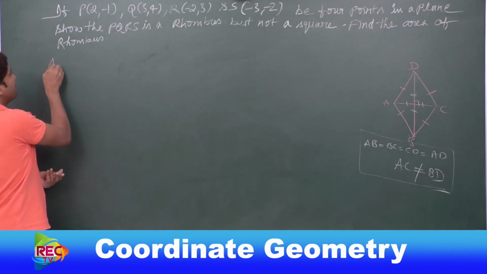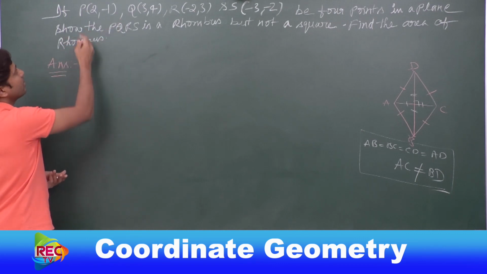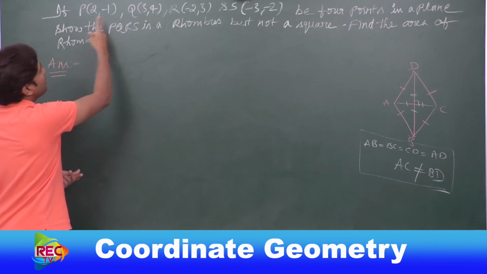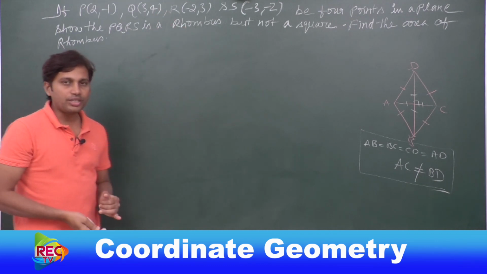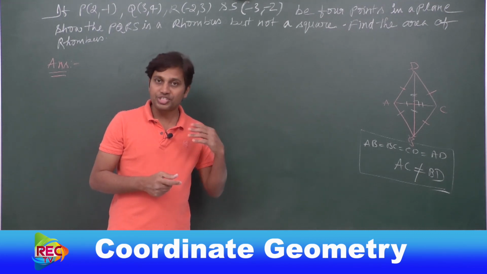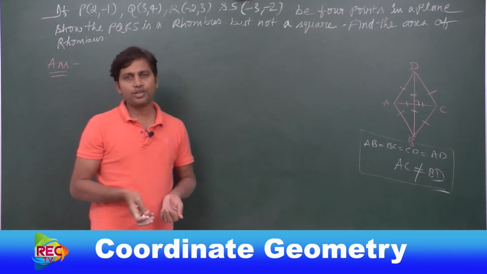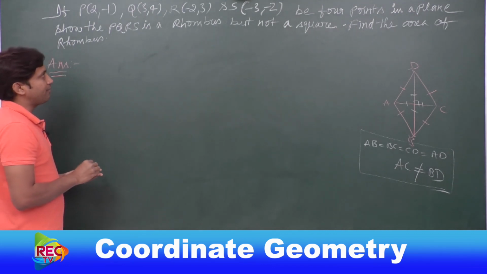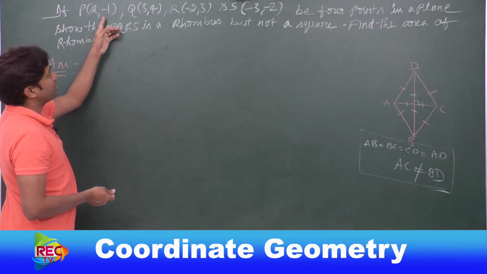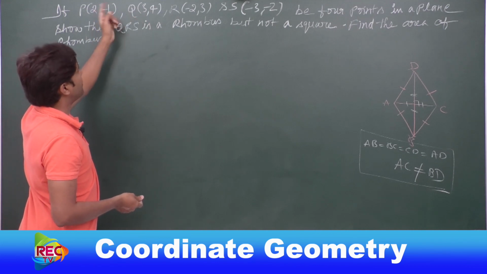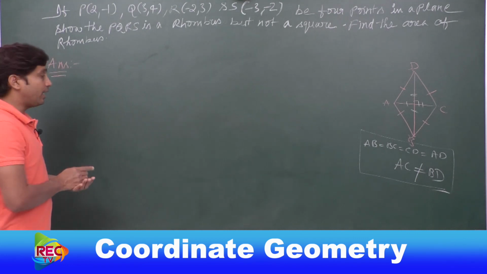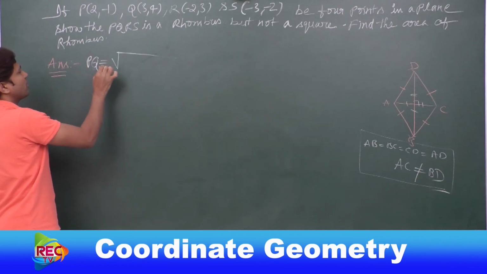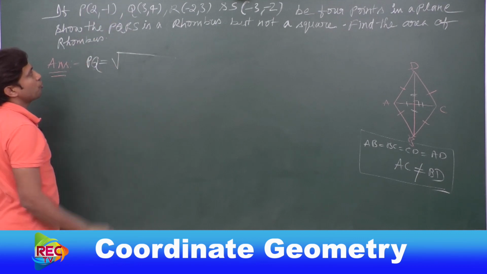Given that, let me write the answer here. We have PQRS as the 4 points. Now we need to check whether all the sides are equal or not. So find the length of each and every side. That means we need to find the distances between every 2 points: PQ, QR, RS and PS. So first let us find PQ, the distance between these 2 points.